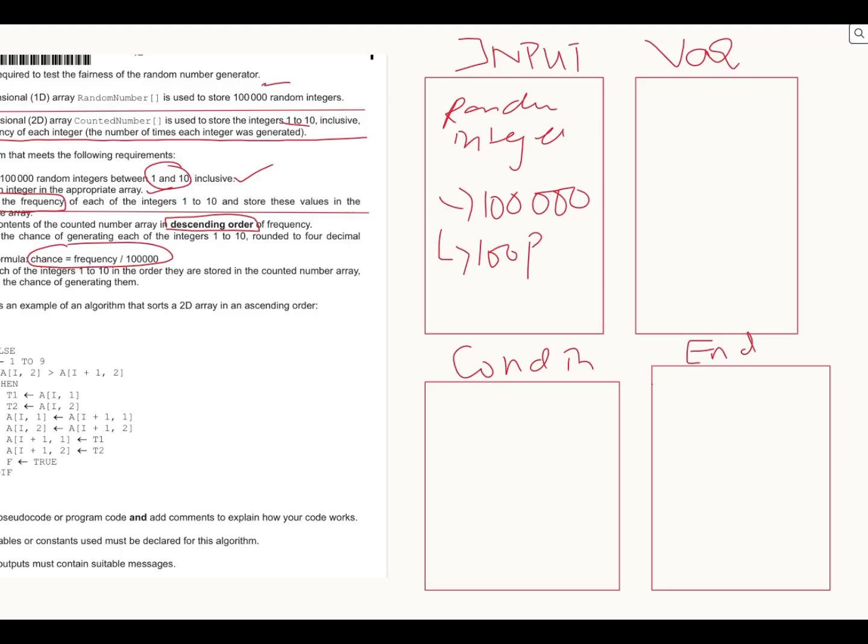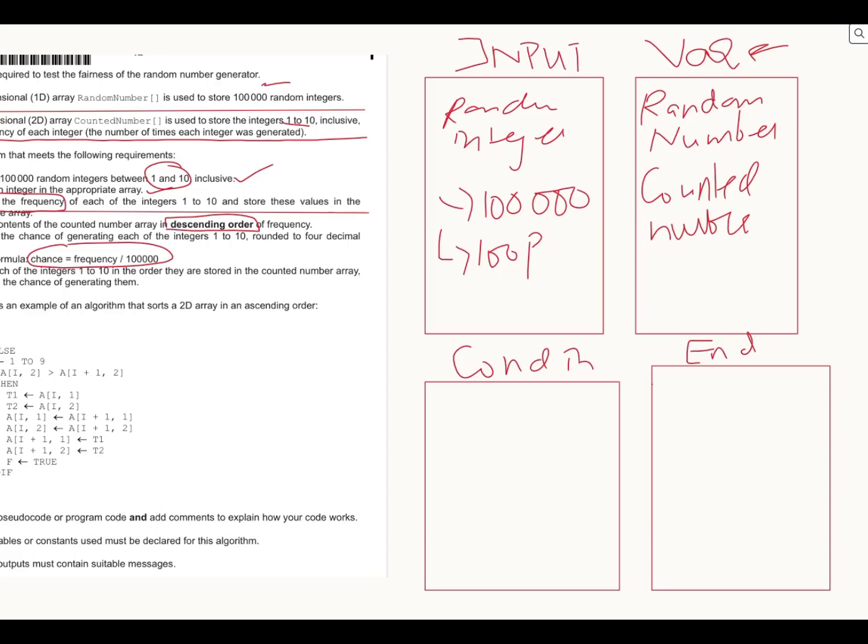So this is basically the input that we need. After this, what are the variables? What are the data structures in which you are going to store the values? The first two were the arrays, the random number and the counted number. Now you have to keep in mind that you have to declare these arrays as well. Random number and counted number. You are given the size of it and what you have to store in the first column, the second column, okay?